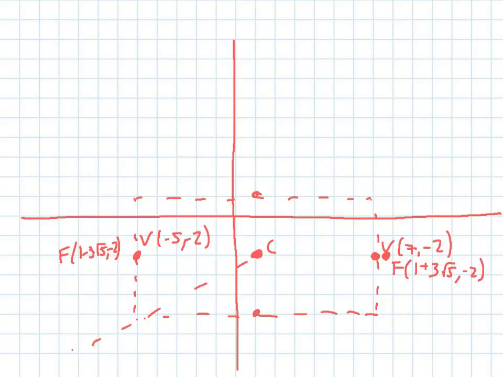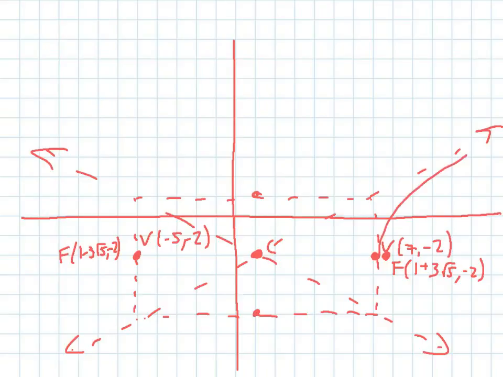So there's one asymptote, then here's the other asymptote. So now, from the vertices, remember, you're graphing from vertices, not from the focus, I make my hyperbola. Okay, and then I'm done. Have fun.